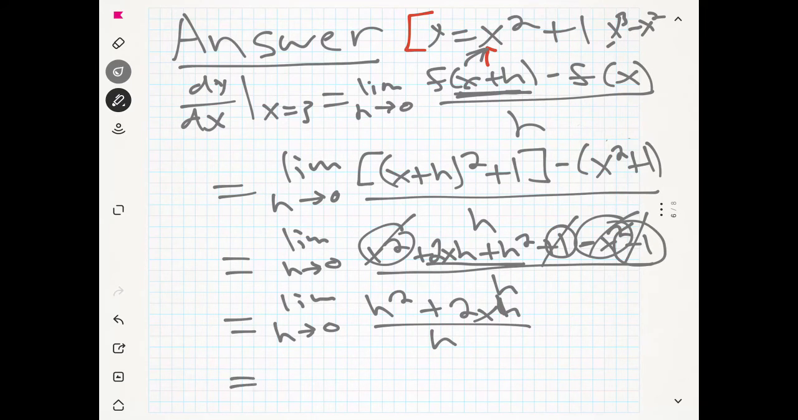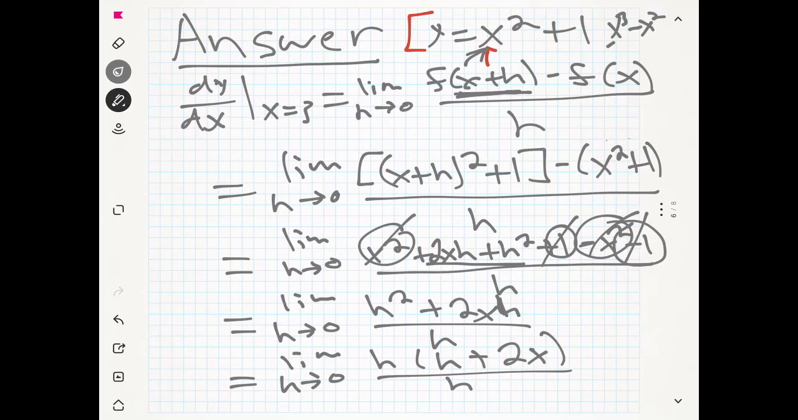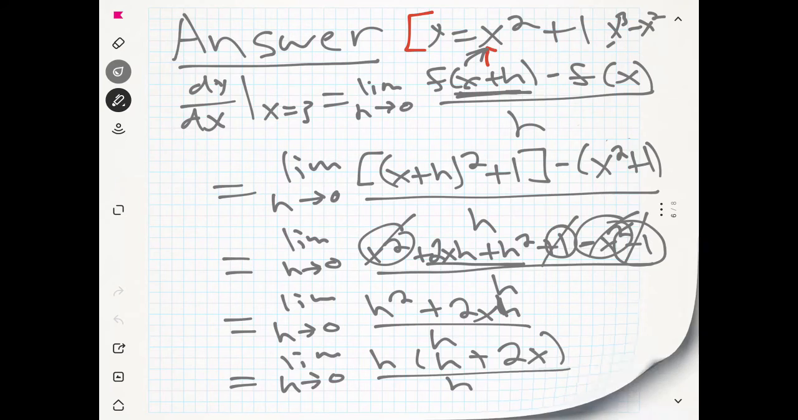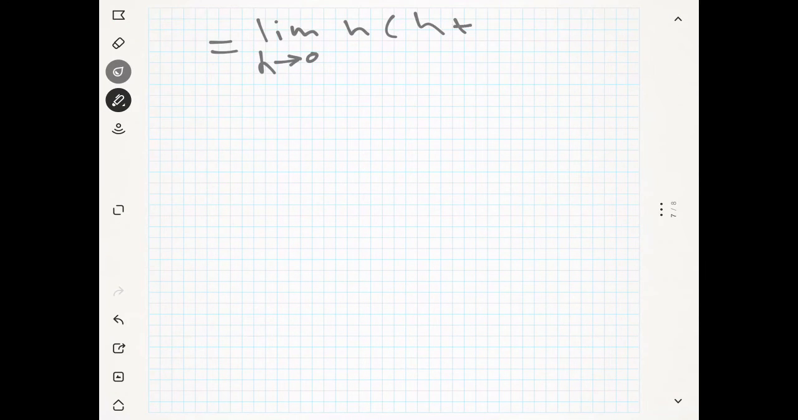Now I'm going to factor out an h from the top. So it becomes h plus 2x, all over h. Now I'm going to go to the next page: equals the limit as h approaches 0. I factor out h here, and this should be h times h plus 2x, all over h. And so these two h's cancel out, and now I can apply the limit.